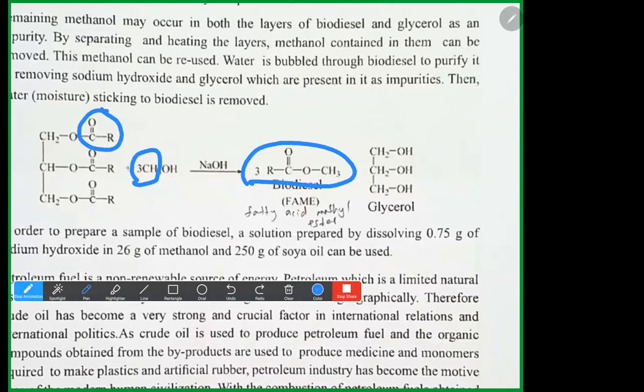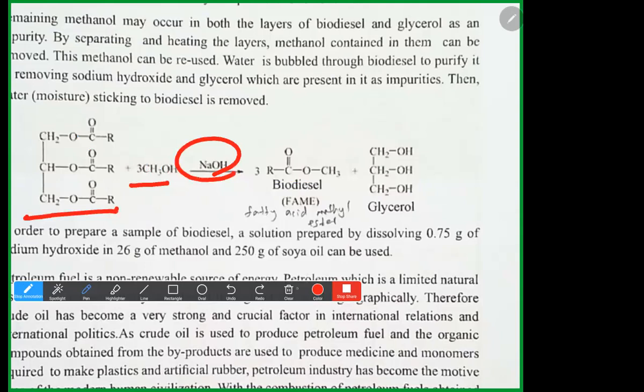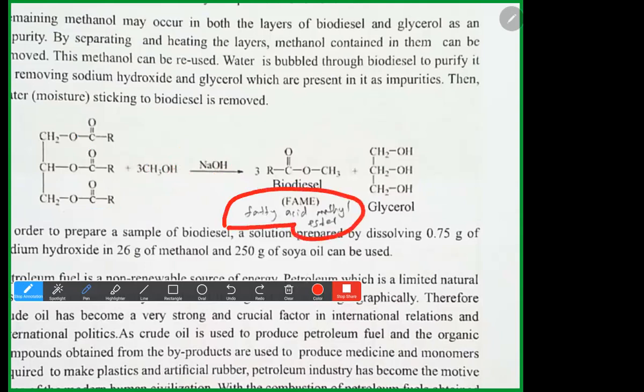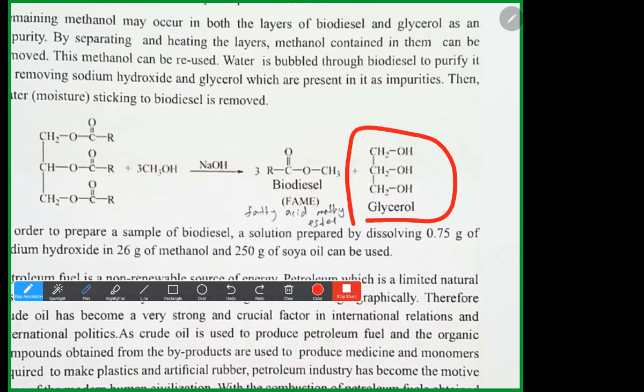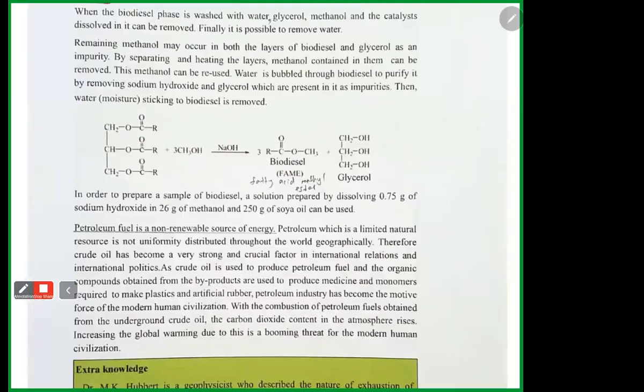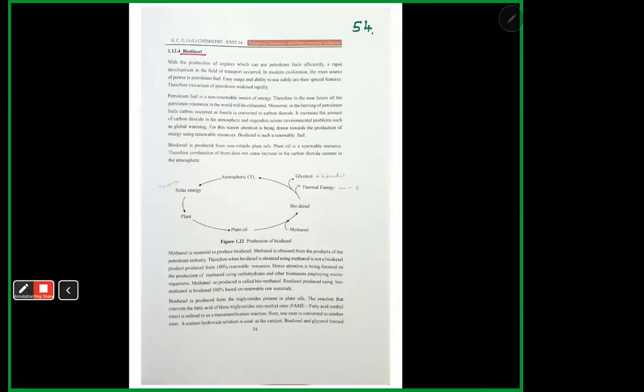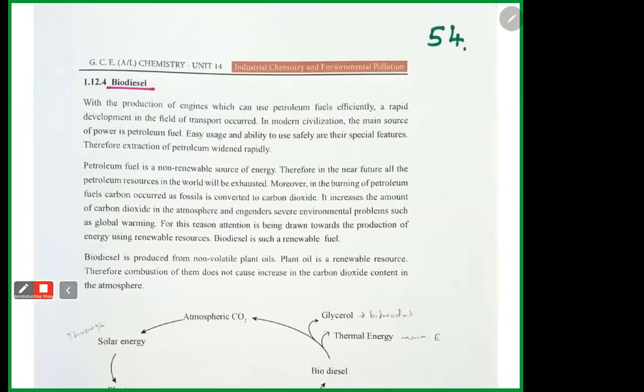So one of the disadvantages of biodiesel formation is the formation of soap. This is the ester, methanol, sodium hydroxide. This is the fatty acid methyl ester, FAME, or biodiesel. The same glycerol that we get, and the production of salt. Knowing that equation, you can understand the rest of the part very easily.